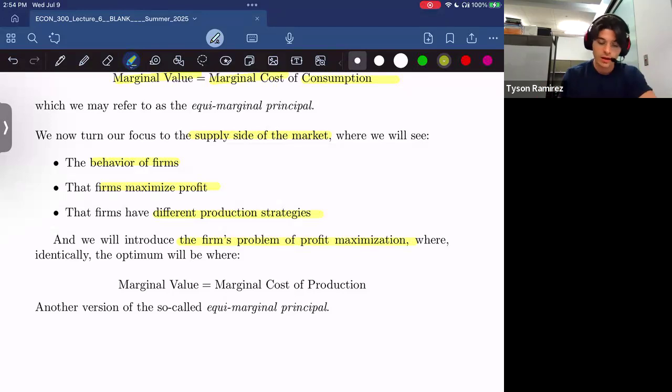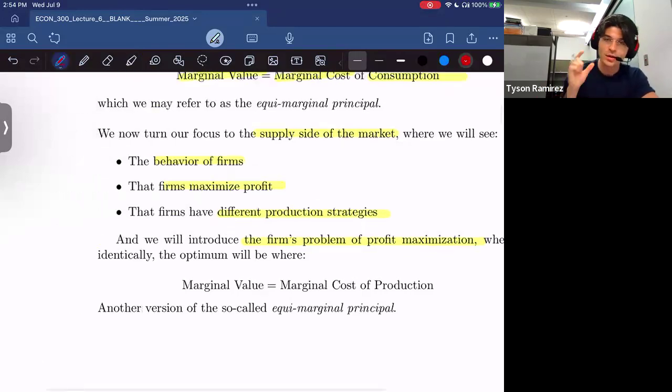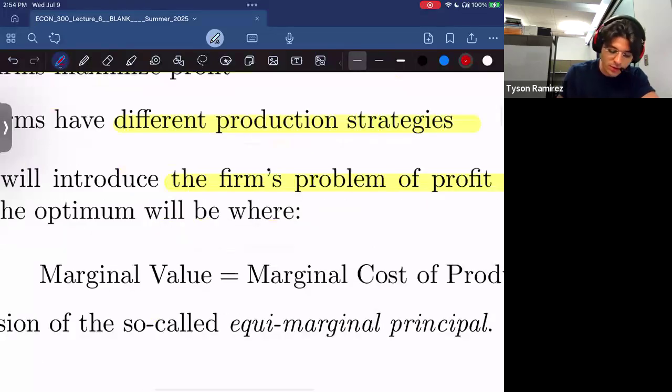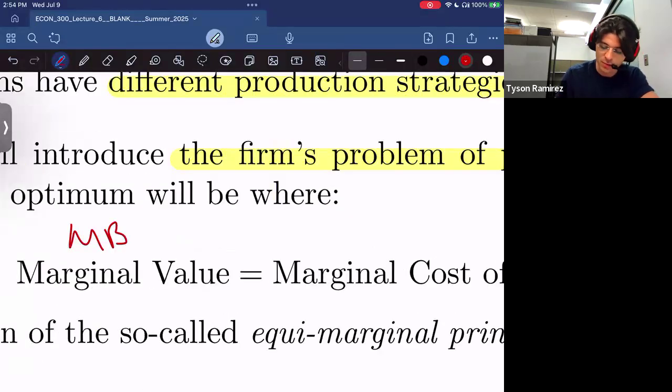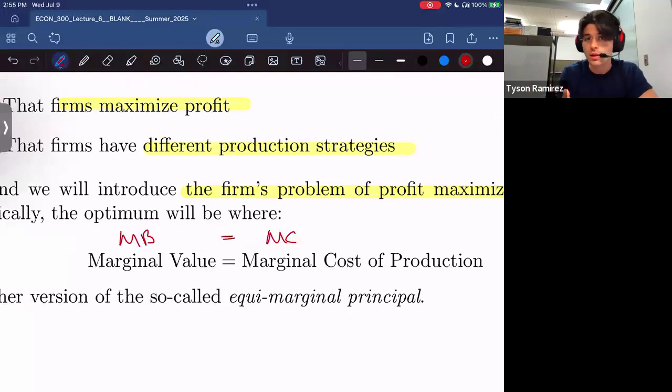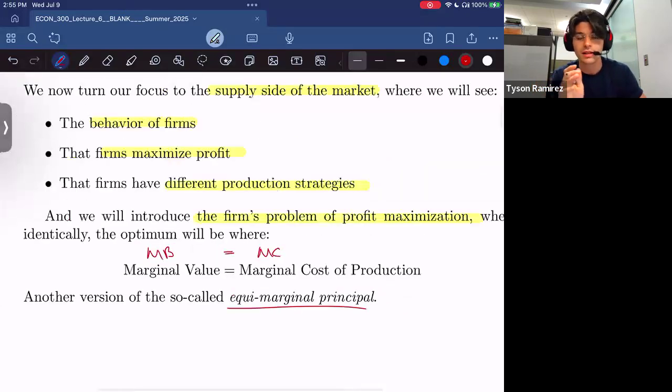In the same way, they still abide by the exact same optimal rule: the marginal benefit, or marginal value, is equal to some marginal cost. Except now, instead of the cost of consumption, it's the cost of production. And this is just another version of the equimarginal principle, one of these guiding things in economic models.